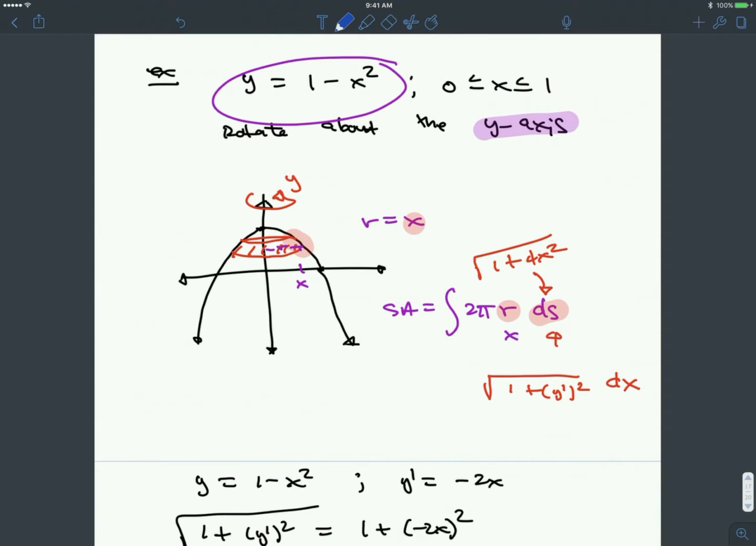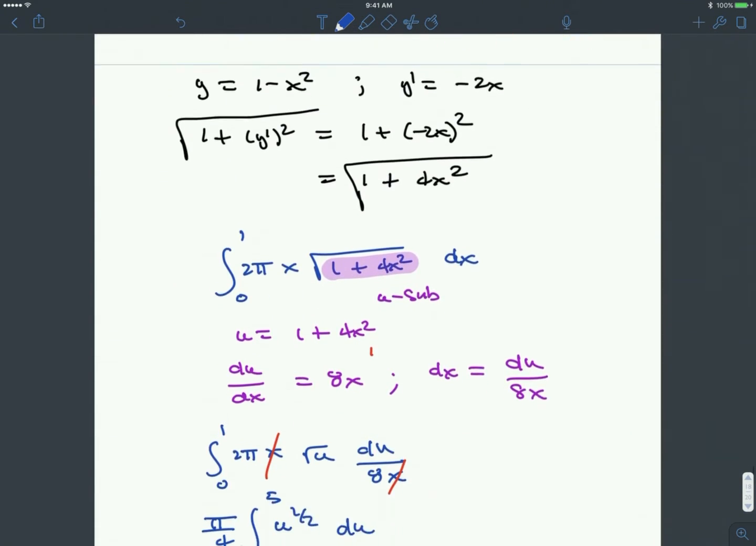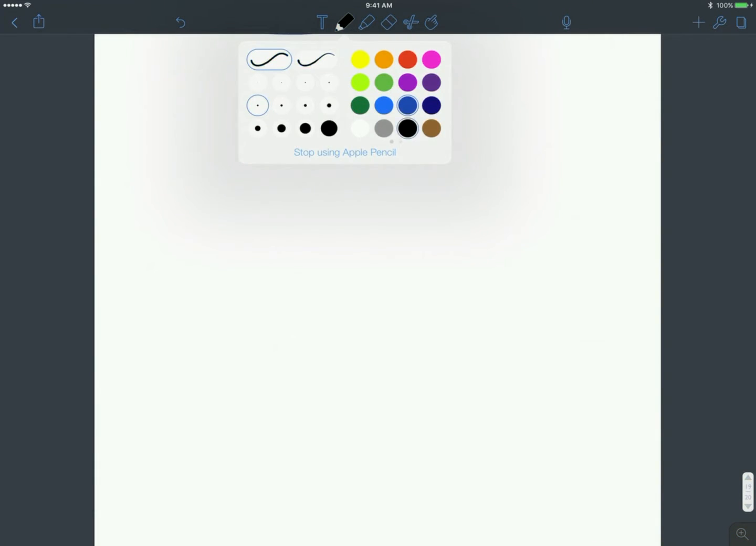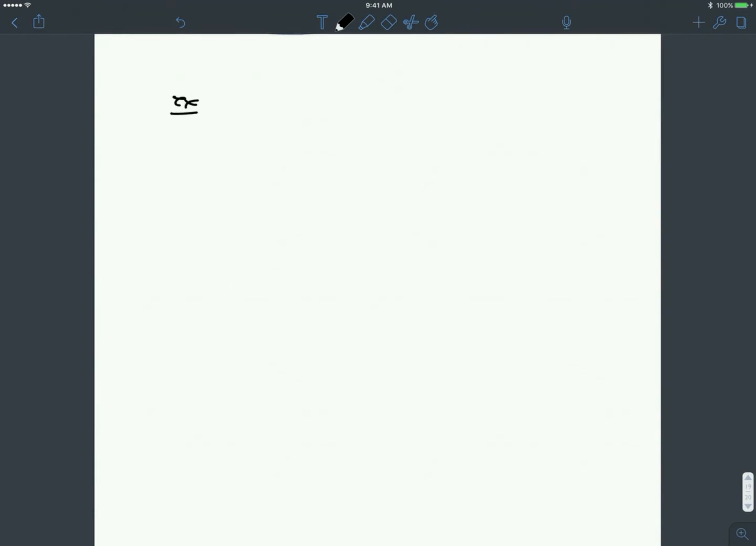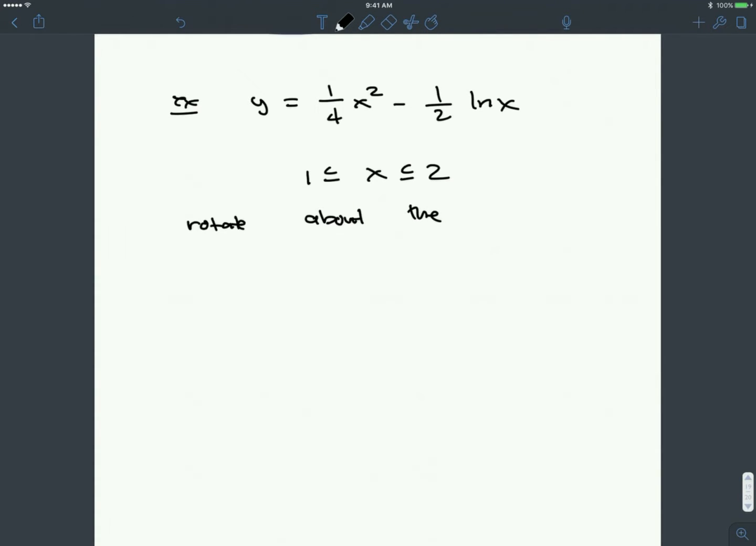How about if we take a look at this one here, and we revolve this about the y-axis again. So here's another example. We have y equals 1/4 x squared minus 1/2 natural log x. This is over the interval from 1 to 2. We're going to rotate about the y-axis.